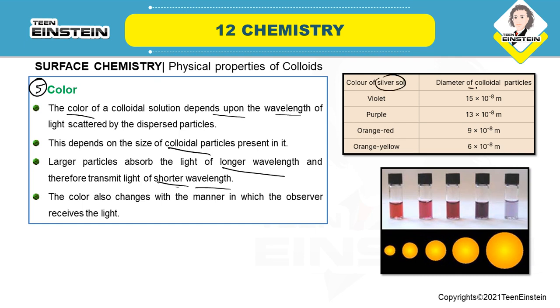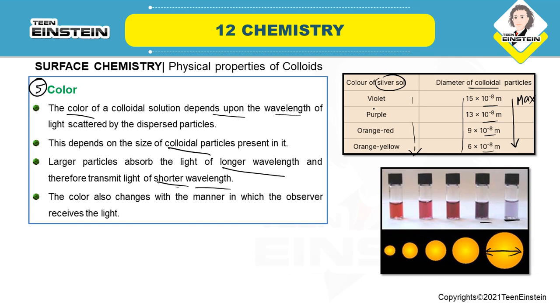Particle size, the diameter of the colloidal particles, we are gradually decreasing. Here the size is maximum, 15 into 10 to the minus 10. This part is same, so just focus on these digits. It is gradually decreasing, and when it is decreasing, this is the corresponding color change. When the particle is maximum in size, the color that you are seeing is violet, then purple, then orange red, and gradually orange yellow. Fine.